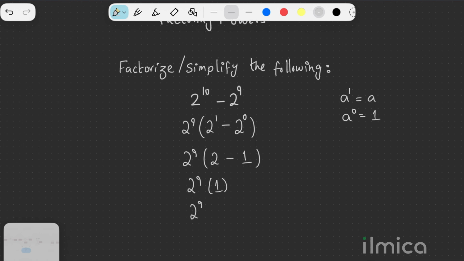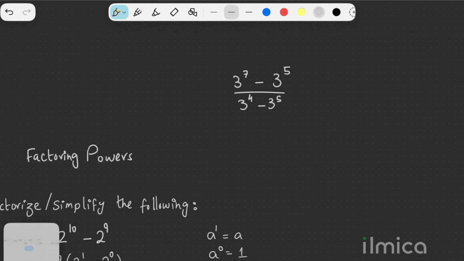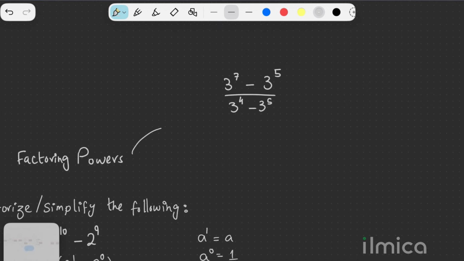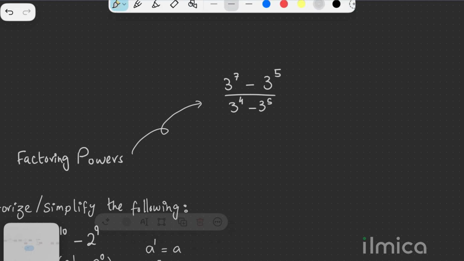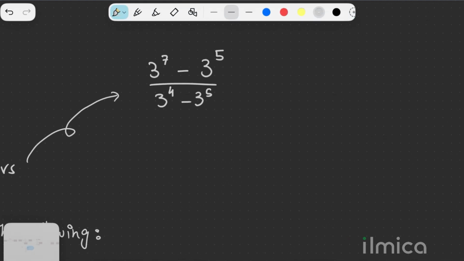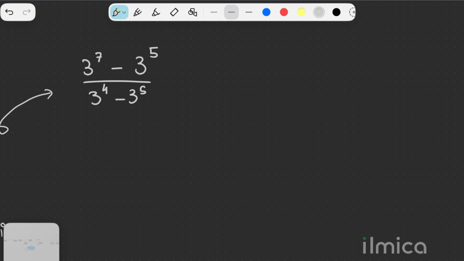Let's try out a slightly more difficult question of this type. Here, instead of a simple expression, we have an entire fraction in terms of powers of 3. It is solved exactly the same way. Now let's say that we have 3 raised to the power 7 minus 3 raised to the power 5. The smaller power of 3 over here is going to be 5, right? So I will write down brackets just like in the last question.